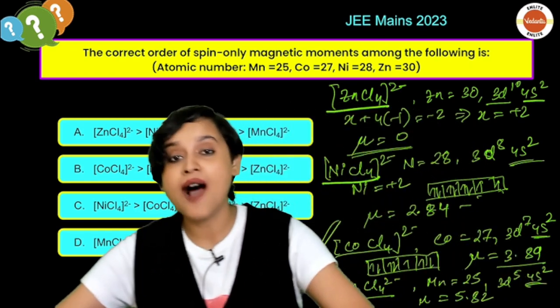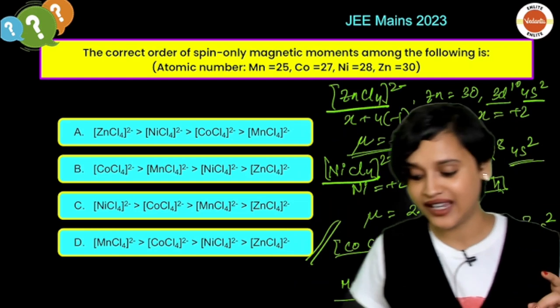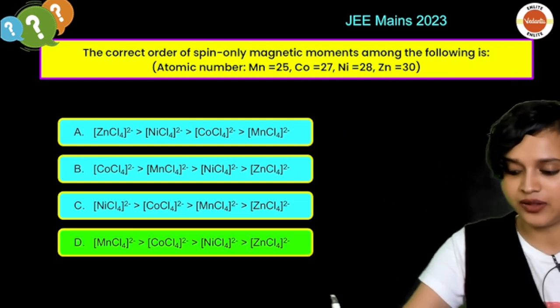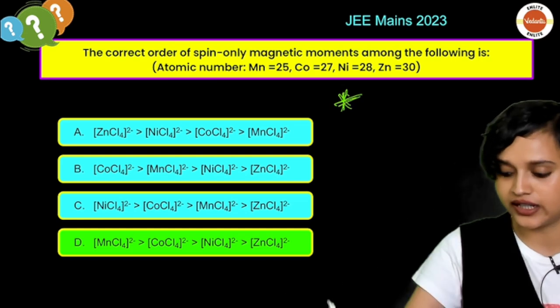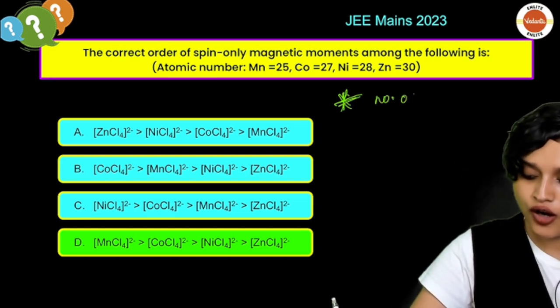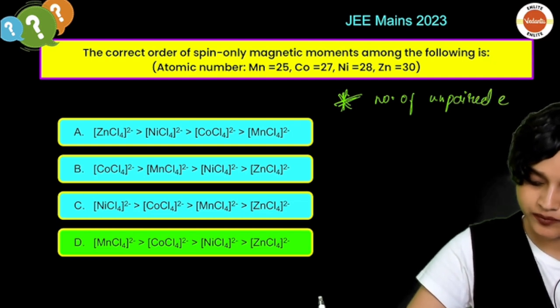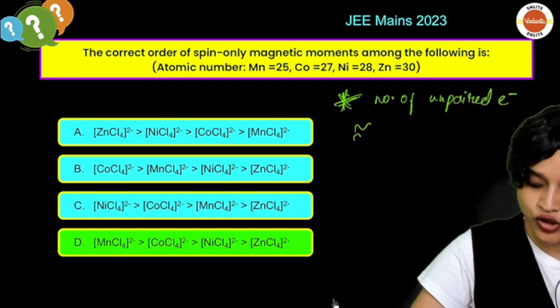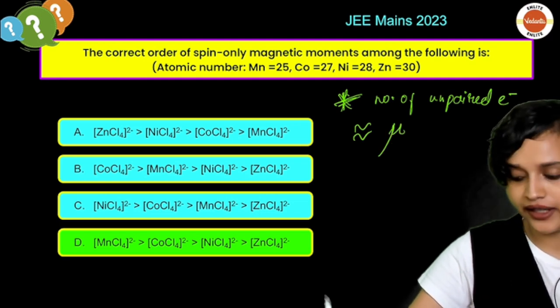And now coming back to the trick that I told you, everybody please write it down here. What is the trick? Number of unpaired electrons is almost equal to magnetic moment.